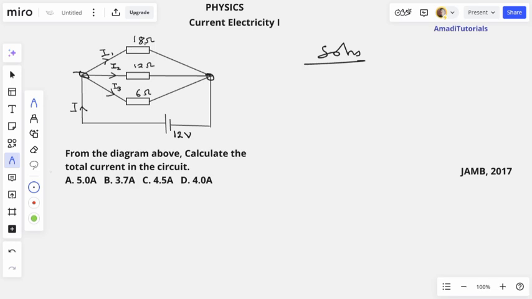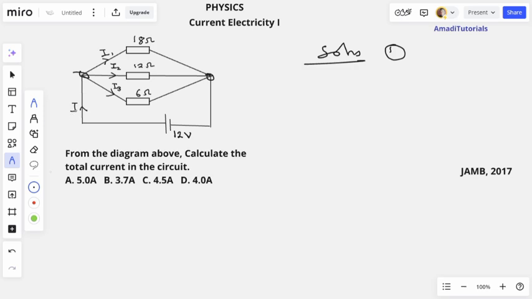The one with the highest value of resistance will have the least current. The one with the lowest value of resistance will have the highest current. So that is it about here. Now let's go into the analysis. There are two methods to do this. So let's go with the first method.